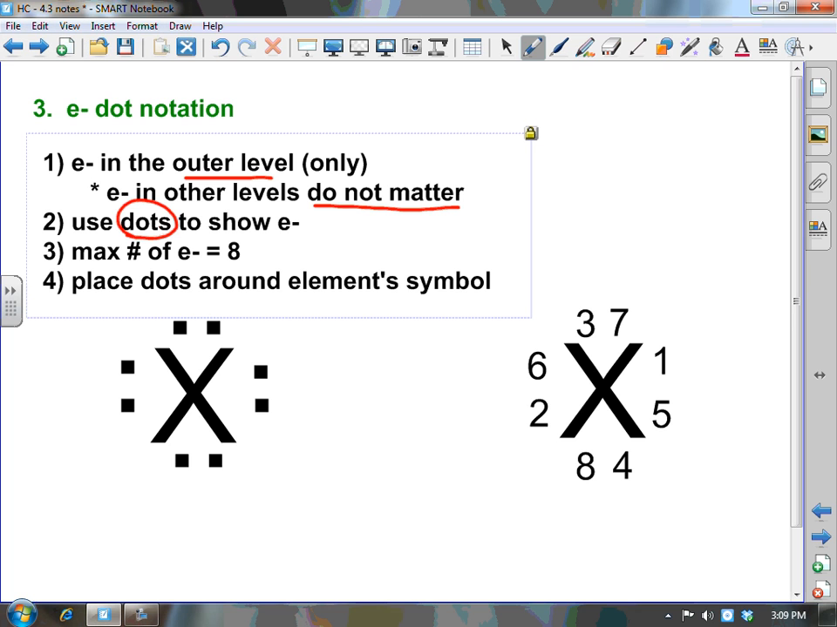Here's the thing about this. We can never have more than 8. The reason being is the highest occupied level is going to be some combination of S's and P's, so we can never get more than 8. Basically, we just put dots around the element symbol. Now, what I've done here is two examples. One, this is just a generic symbol for whatever element X is, and we want to think of these 8 dots sort of going around 4 sides to the element symbol.